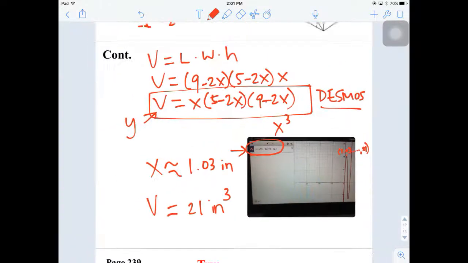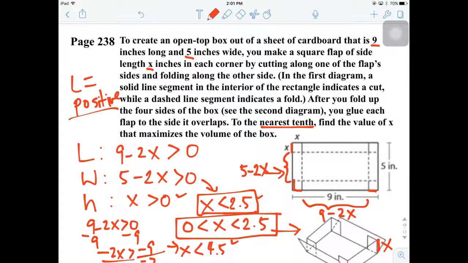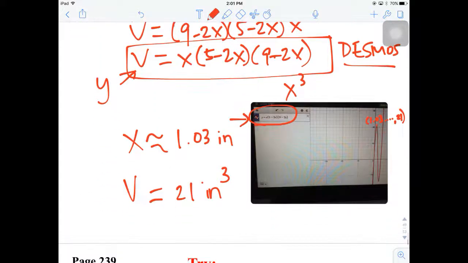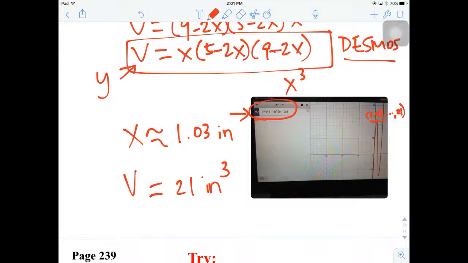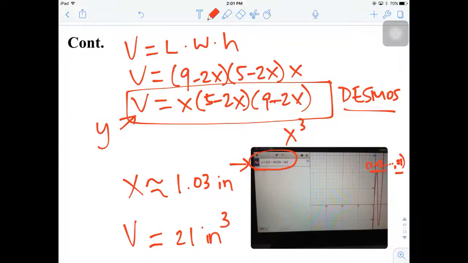To answer the question, we want to make sure we address it. The question is: to the nearest tenth, which means one decimal place, find the value of x that maximizes the volume of the box. That's why we have the keyword maximize. So we are looking for, in the drawing, the maximum volume, where the value of x is 1.03 and the maximum volume is 21 cubic inches. That's how you would solve this using a polynomial function, and that's how it relates to a real-world problem.